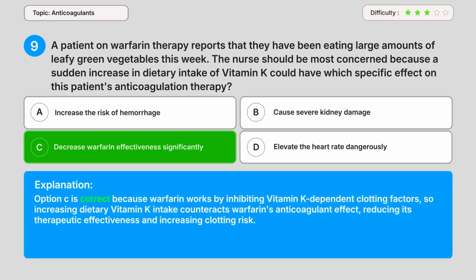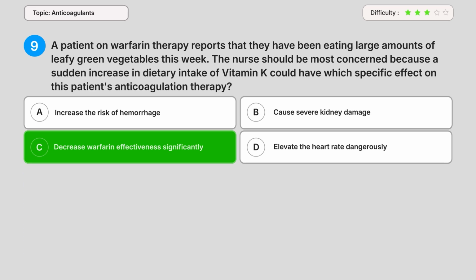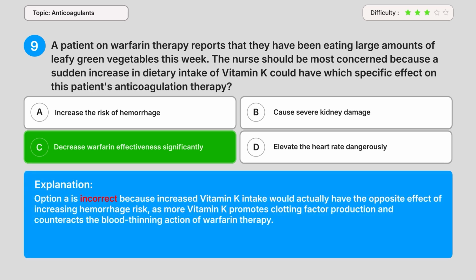Explanation. Option C is correct because warfarin works by inhibiting vitamin K-dependent clotting factors, so increasing dietary vitamin K intake counteracts warfarin's anticoagulant effect, reducing its therapeutic effectiveness and increasing clotting risk. Option A is incorrect because increased vitamin K intake would actually have the opposite effect of increasing hemorrhage risk, as more vitamin K promotes clotting factor production and counteracts the blood-thinning action of warfarin therapy.